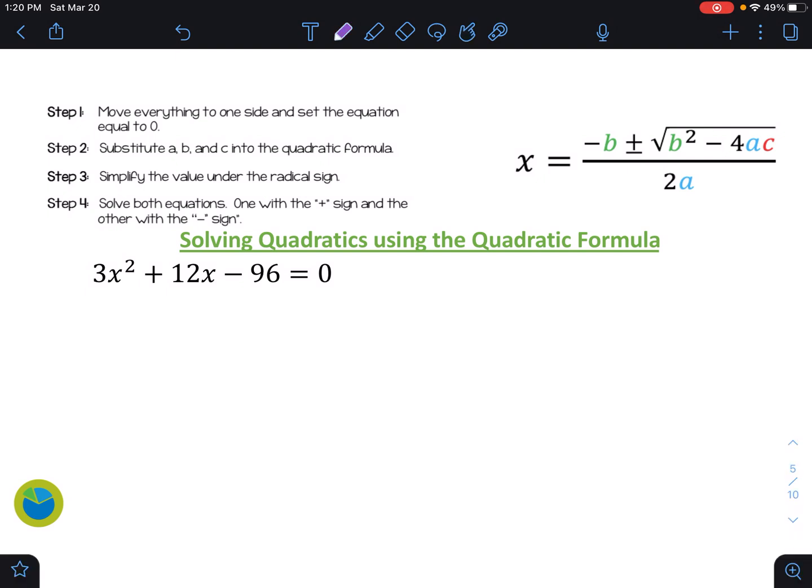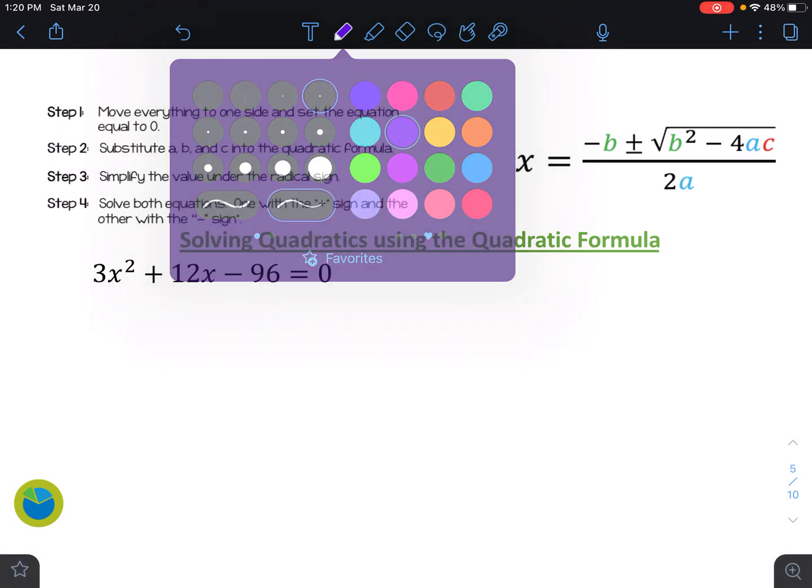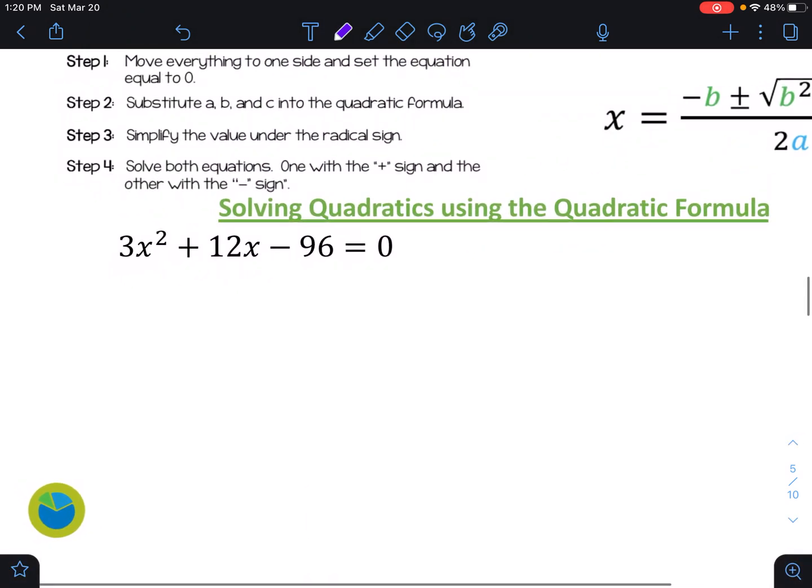Okay, here we go. We're going to try this out. All right, so in this case, it is already set equal to 0. I don't have anything to do. So 3 is a, 12 is b, and c is negative 96. Make sure you don't forget those things. The signs are really important. If you mess that up, you will get it wrong. So just be aware of that. Take your time. Make sure the right signs.